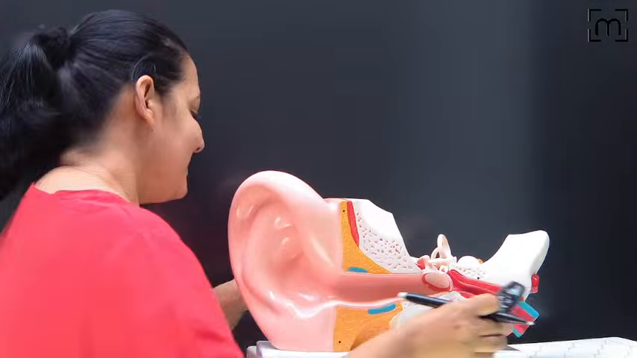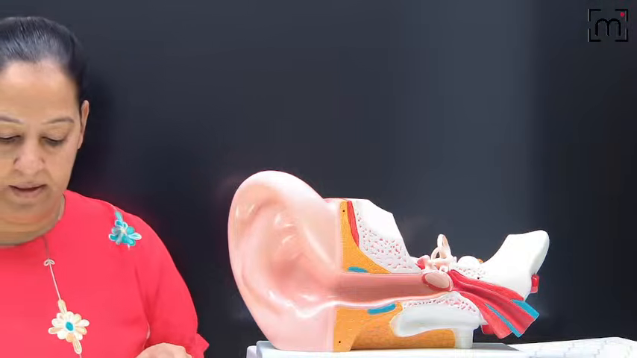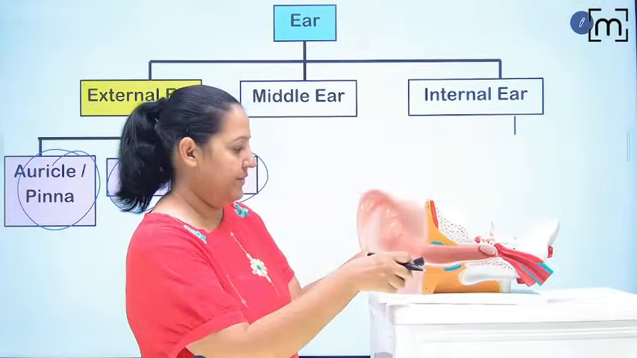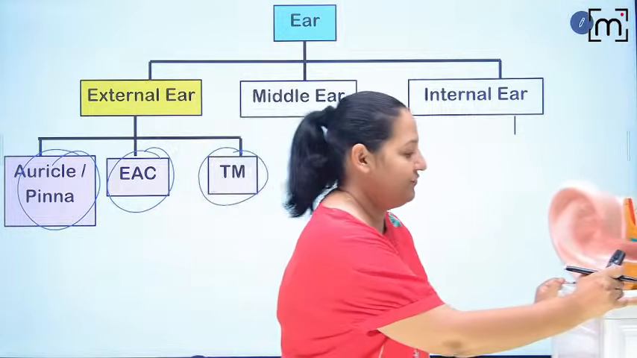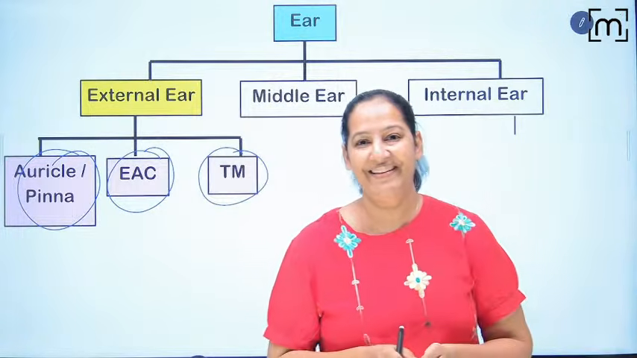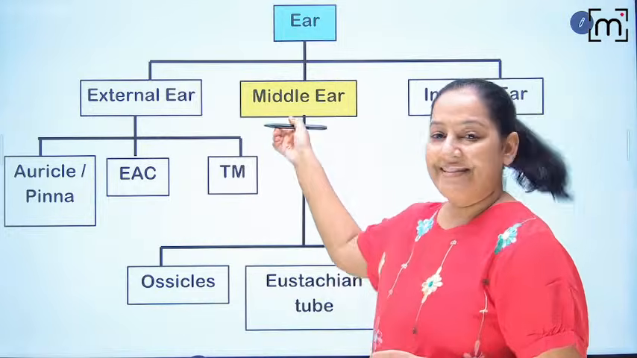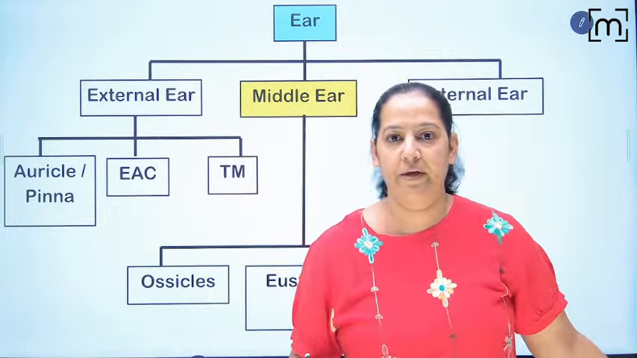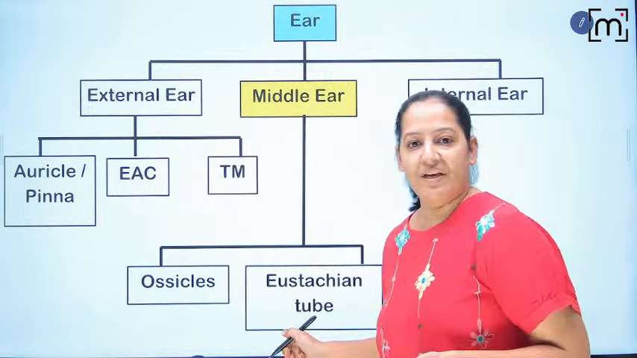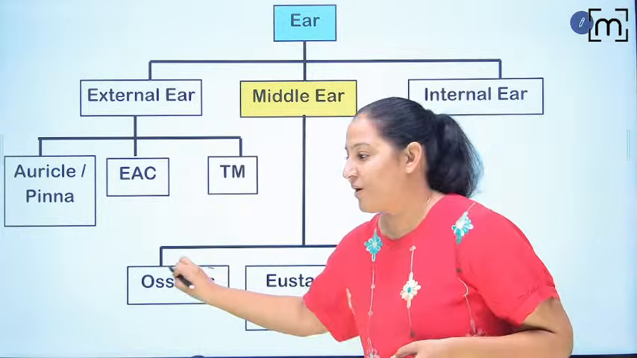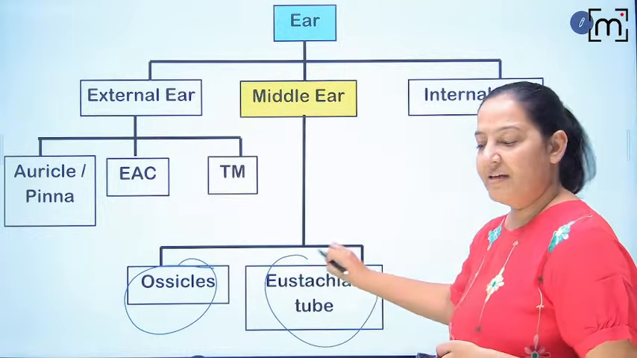Okay. So let's continue with the middle ear. Chalo. We are done with the external ear. Let's come to the middle ear. In the middle ear, we have two things. What are the two things? We have ossicles and we have the eustachian tube.